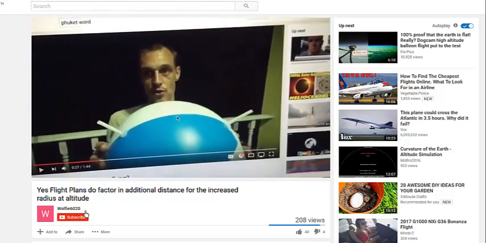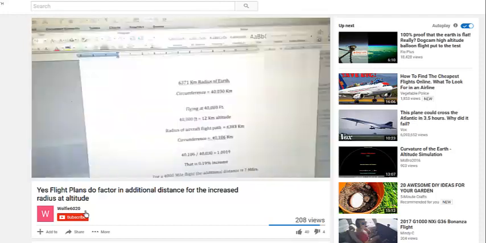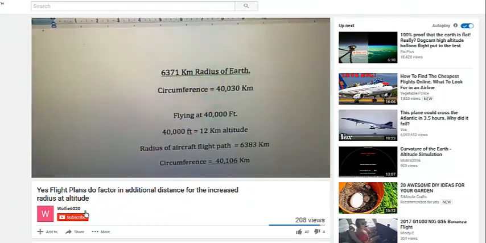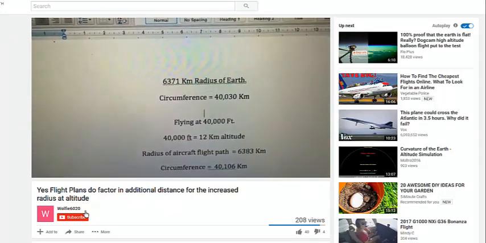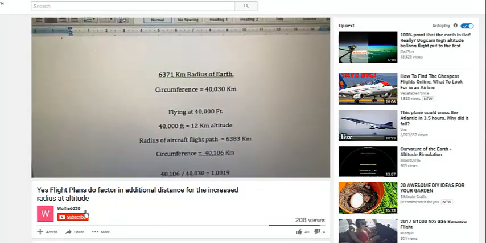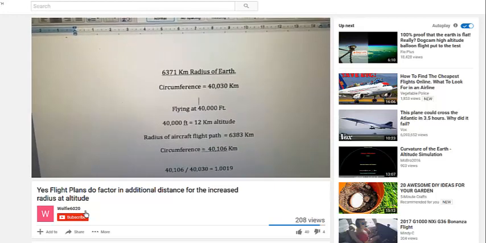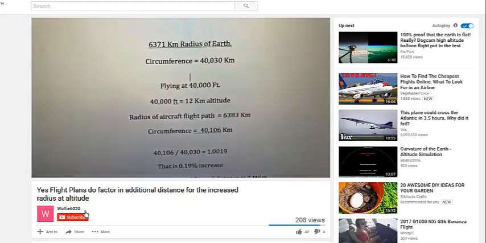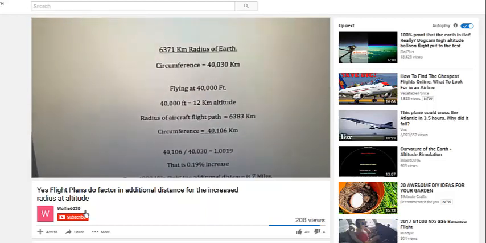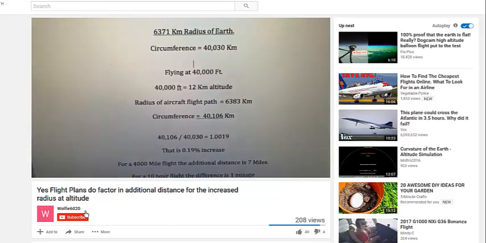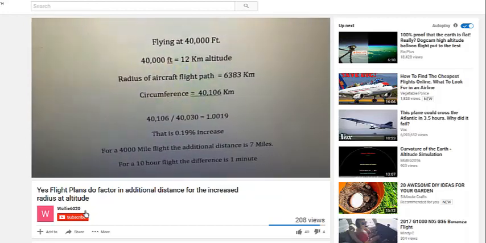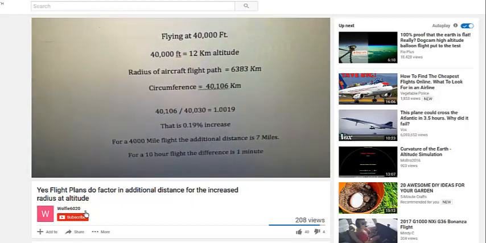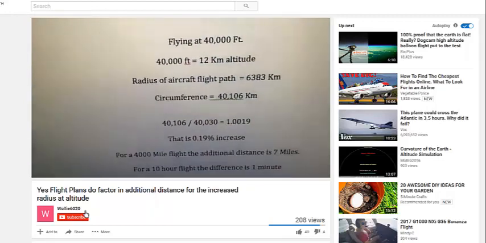So let's take a look at how much the difference in distance actually is. Let's have a look at the math. We're assuming the Earth is 6371 kilometres radius, which will give us a circumference of 40,030 kilometres. Now, going up to 40,000 feet, that is an altitude increase of 12 kilometres. The radius of the aircraft flight path is therefore 6371 plus 12, which gives us 6383 kilometres. That makes the circumference of the circle that the aircraft is flying 40,106 kilometres.